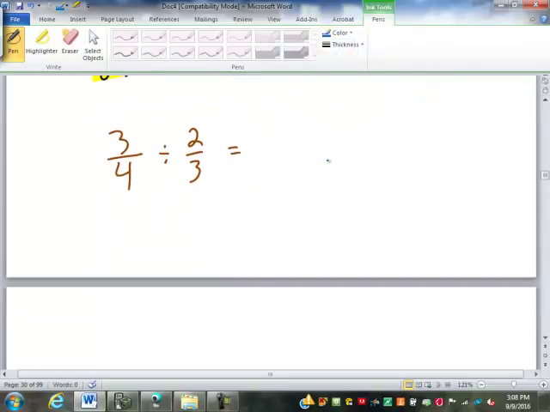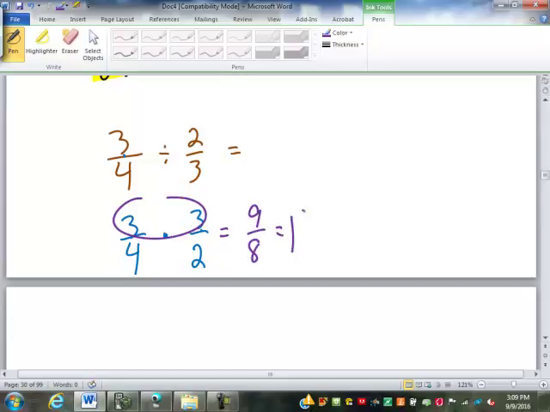So how were we taught to divide that? I heard somebody say it. Multiply by what? The reciprocal. We take the 2/3, we flip it over to become 3/2. So our first number never changes. 3/4 stays 3/4. We change it from dividing by 2/3 to multiplying by the reciprocal, which is 3/2. So now 3 times 3 is 9. 4 times 2 is 8. 9/8 or 1 1/8.